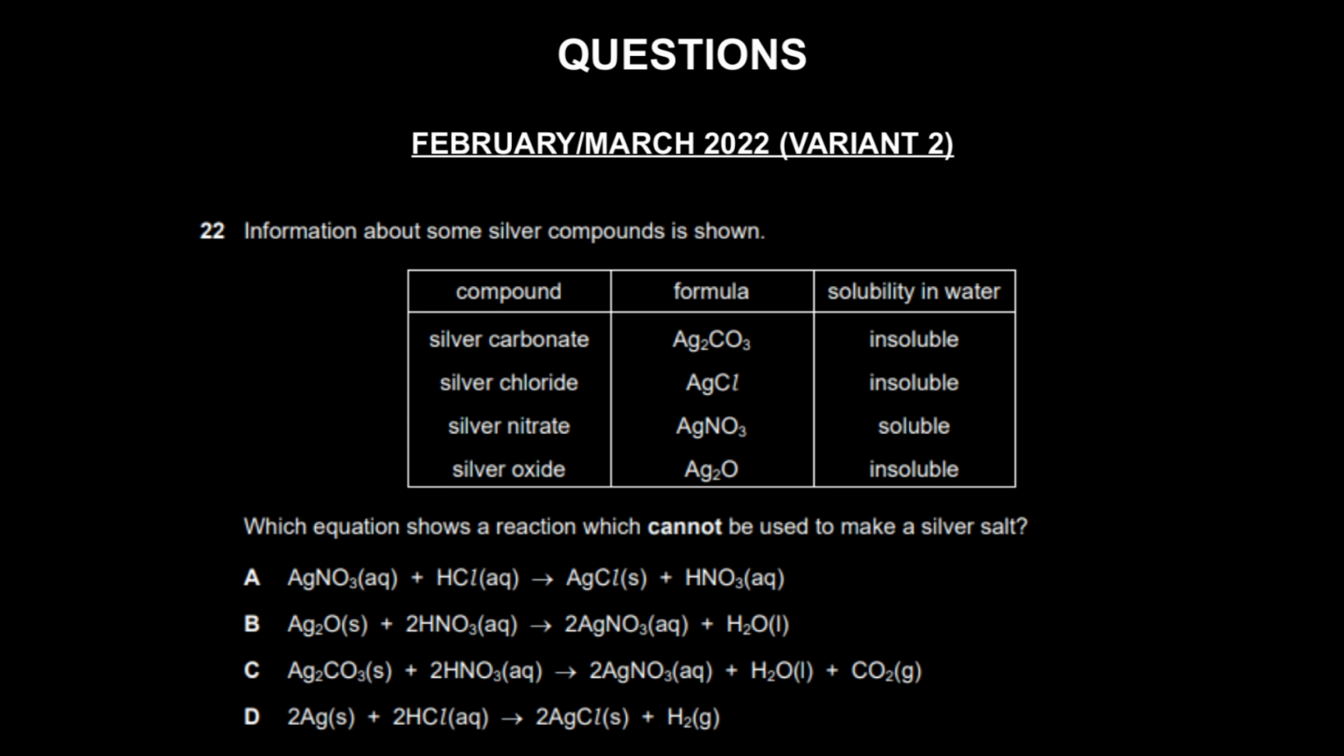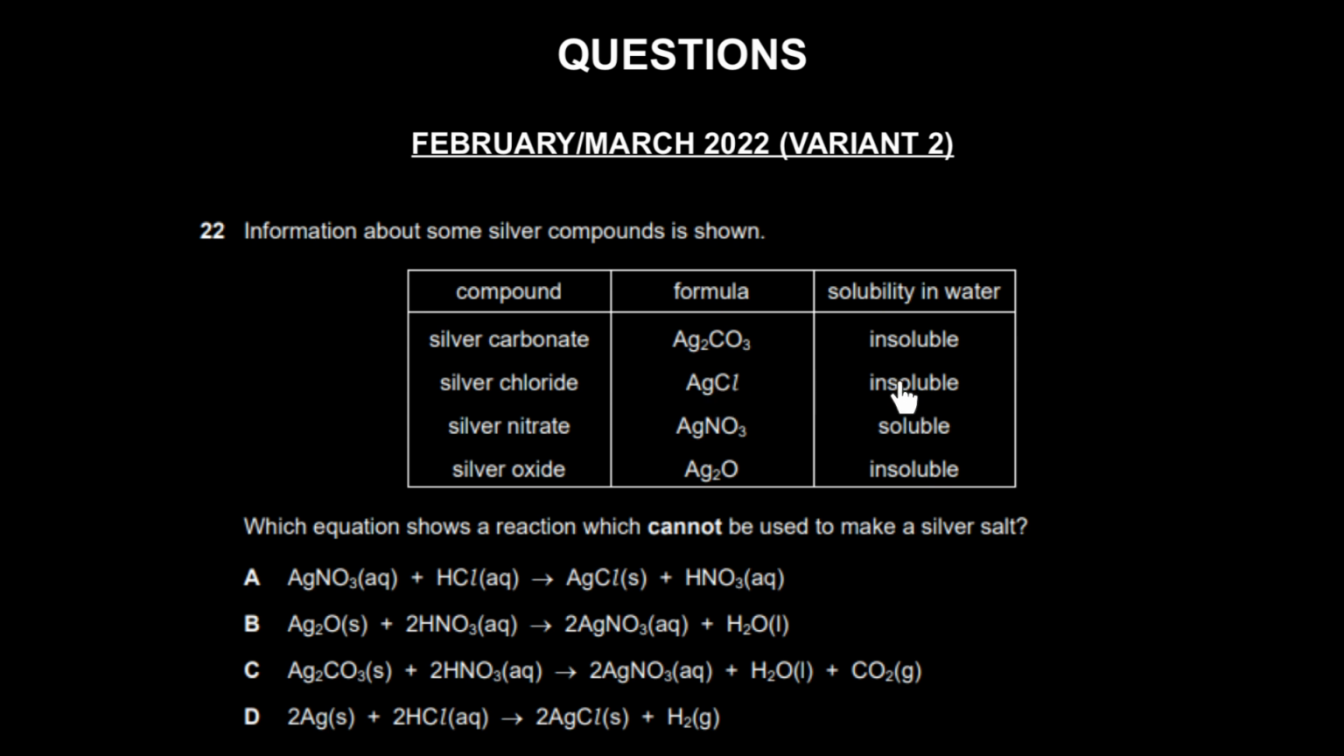So without further ado, let's look into this question. It says information about some silver compounds is shown. He's given us the formulas and the solubilities. Even if he hadn't given us the solubilities, we would know that all carbonates are insoluble except for group 1 and ammonium carbonate. Since it's neither, it's going to be insoluble. All chlorides are soluble except for LMS: lead, mercury, and silver. And in our course, we only have silver.